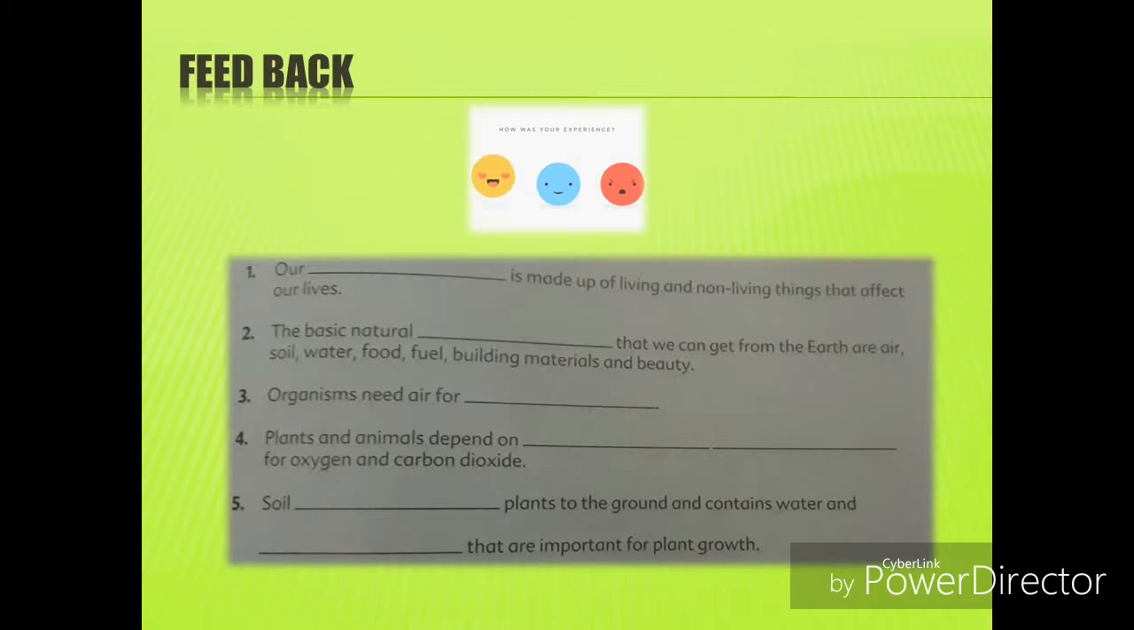Now that we have all ideas clear, let's do our feedback. So please, according to the concepts that you acquired during the explanation, try to fill the gaps in order to give coherence to each statement.